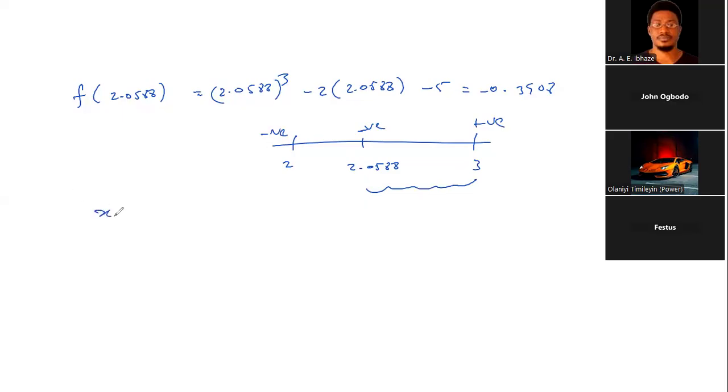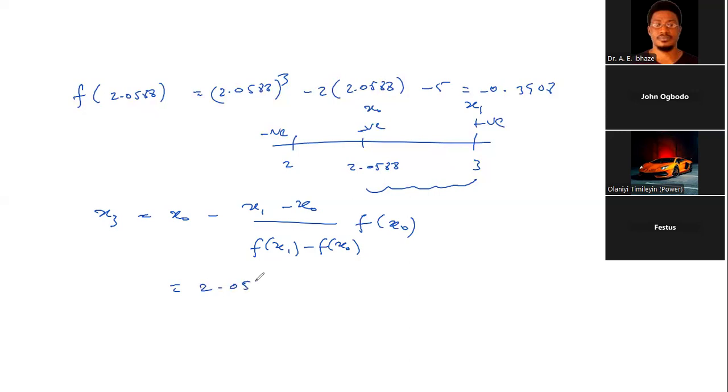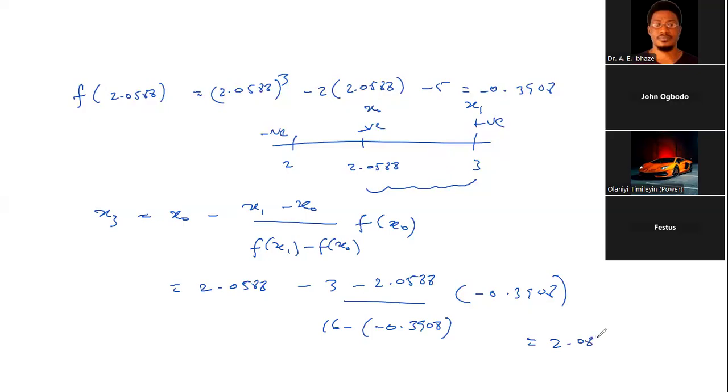Yeah. And once we do that, we now have S3 being the same as S0 minus X1 minus S0 over f of X1 minus f of S0 times f of S0. So we already know what our S0 is now and what our X1 is. And once we do this, this is going to give us 2.0588 minus 3 minus 2.0588 over 16 minus 0.3908 times minus 0.3908. And this is going to give us 2.0813. Okay? And then we can go on and on, plug this in and see, all the way. Now, that's that for the regular forces.